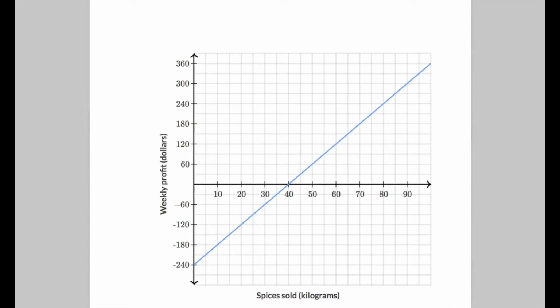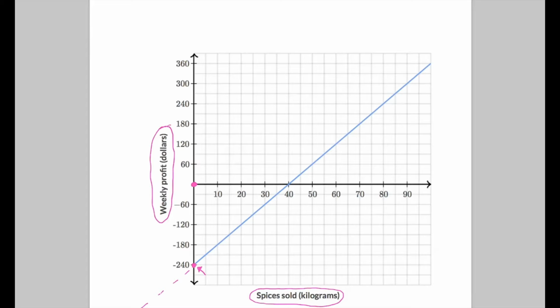Now, when you're dealing with word problems, you will encounter what is called a starting point. So you see that the function doesn't go beyond this point. It doesn't exist here. Because spices sold, I cannot sell negative number of spices. So hence, it starts from 0 for the number of spices, and it's my starting point for the weekly profit.